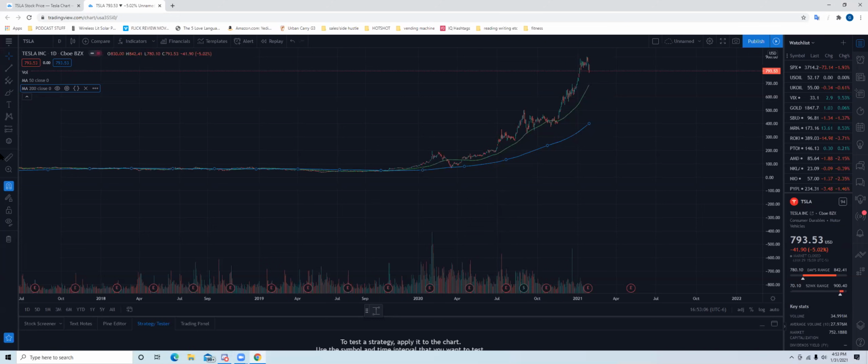So which ones are we looking for? You would be looking for the 50 to cross above the 200. So just like whenever you get off here, just look up golden cross and death cross, and those are good things to be aware of.